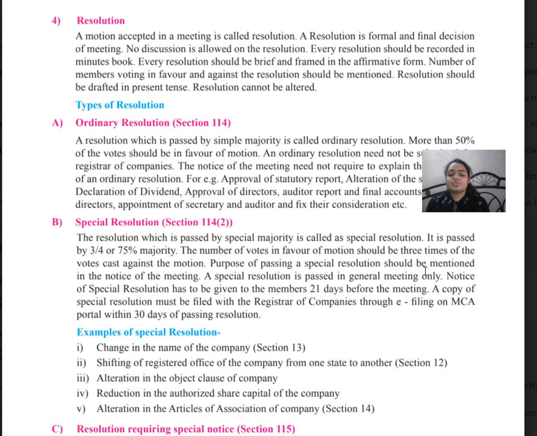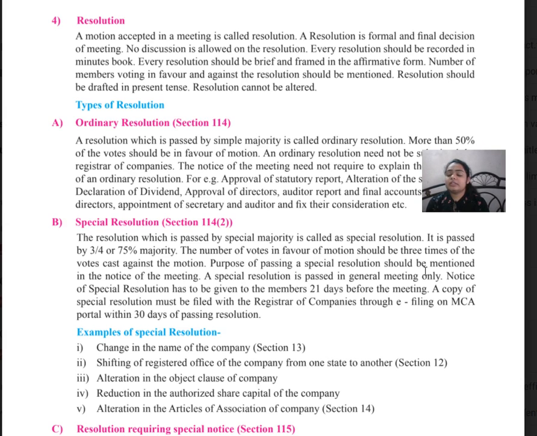Notice of a special resolution has to be given 21 days before the meeting. A copy of the special resolution must be filed with the Registrar of Companies through e-filing on the MCA portal within 30 days of passing the resolution. See, in ordinary resolution we had more than 50% votes. Now in special resolution we have 3/4 or 75% majority, in favor of three times the votes cast against the motion.